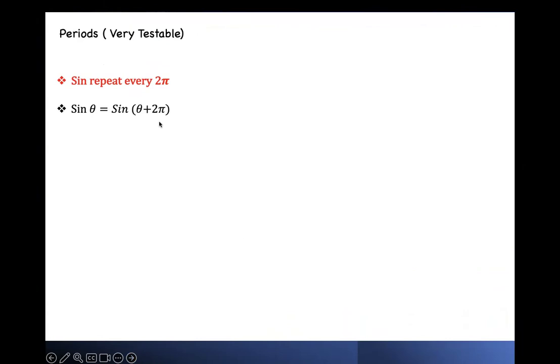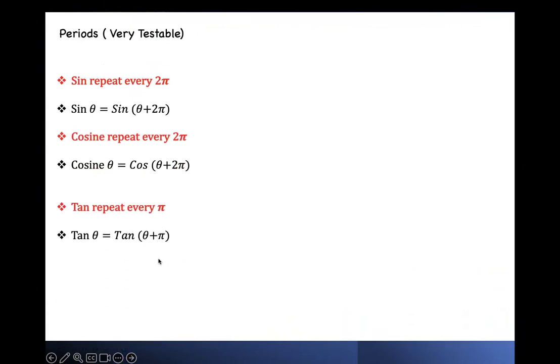This is the way I used it in the first question. If they give you cosine, the same thing. It repeats every 2 pi. But if it's a tan, it's just pi. So you reduce it by pi. This is all you need for the SAT.